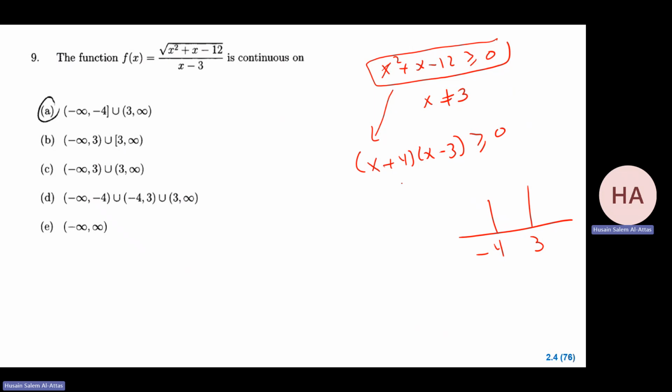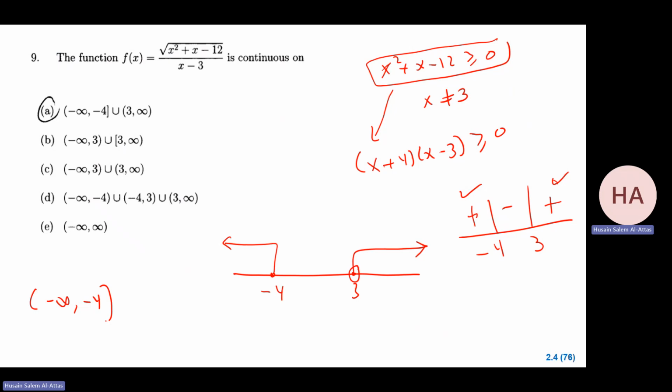So if x is minus 5, I have negative, negative, that will be positive. 0 gives me negative, and that gives me positive. So I need it to be positive, so the interval which I will take, this is minus 4. I want this, and I want from 3 upward, which is the positive part. And I want x not equal to 3. So this is open. So I have the answer from minus infinity to minus 4 closed, and 3 open up to infinity. And that will be my answer.